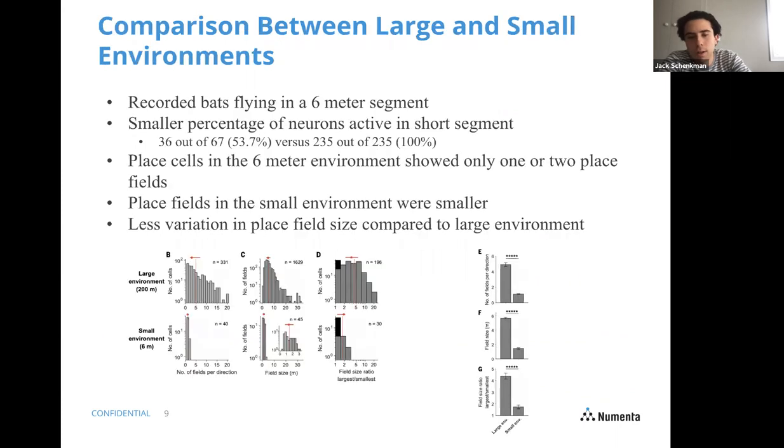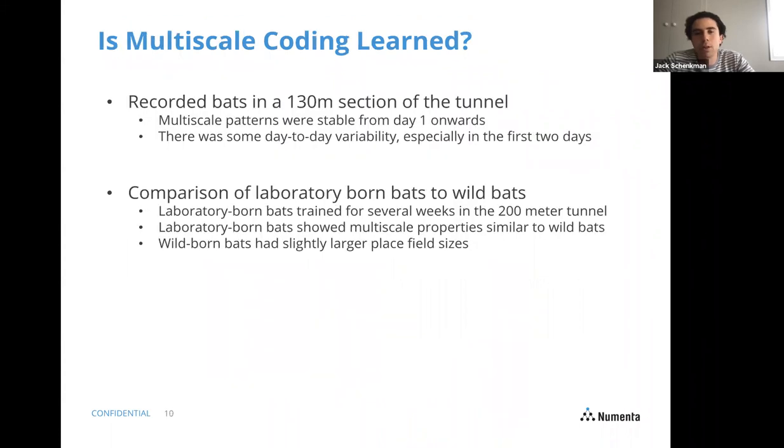So all of the data that I've presented so far was from bats that were captured in the wild. So these bats are used to existing in very large environments. So it's worth considering how a bat that is raised in a laboratory in captivity will perform when it enters a very large environment.